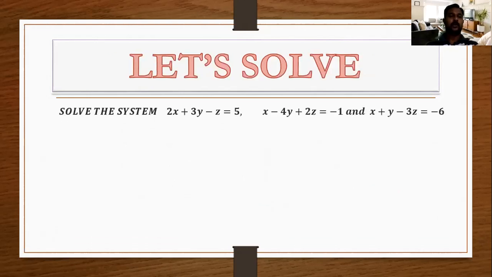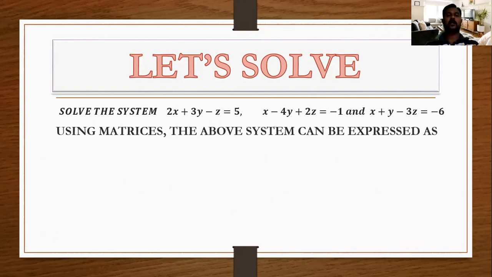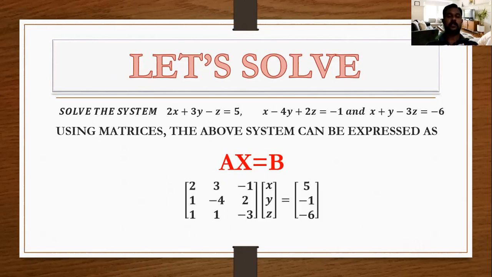Let us solve a problem. Solve the system 2x plus 3y minus z equal to 5, x minus 4y plus 2z equal to minus 1, and x plus y minus 3z is equal to minus 6. Watch carefully. What we have to do is express this using matrices. The above system can be expressed as AX equal to B. What is A? It is the matrix of coefficients: 2, 3, minus 1 from the first equation, 1, minus 4, 2 from the second equation, 1, 1, minus 3 from the third equation, into the column matrix of variables x, y, z, equal to, on the right side, the constant matrix, a column matrix again, 5, minus 1, minus 6. So we have A, X, and B.